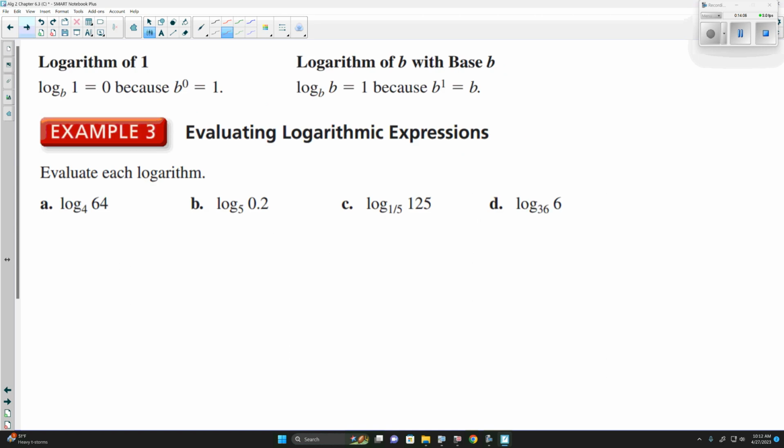Now, we're going to evaluate these logs. Now, there's 2 things that are very nice. One, log base b of 1 is 0.